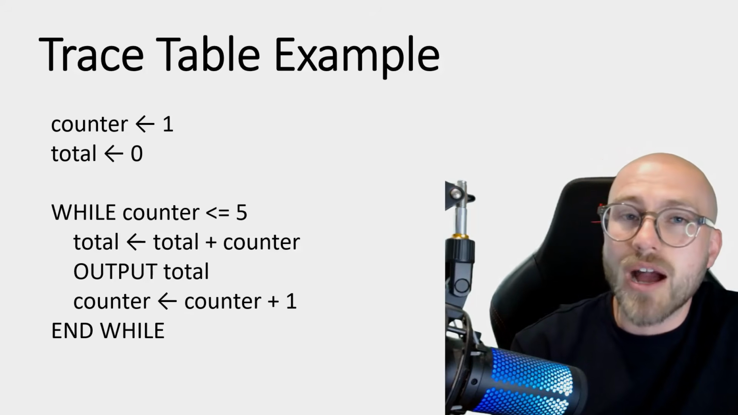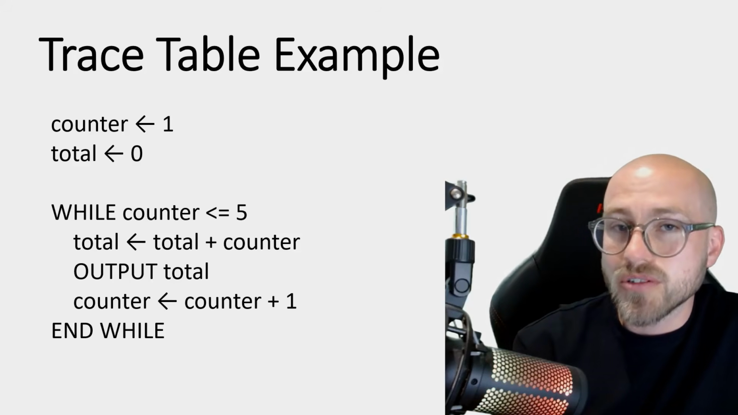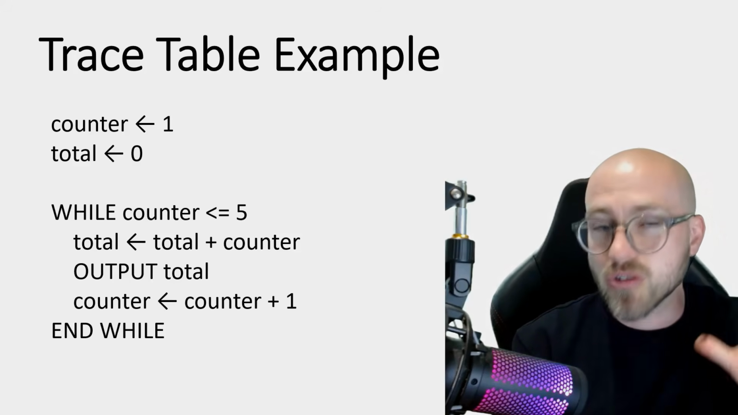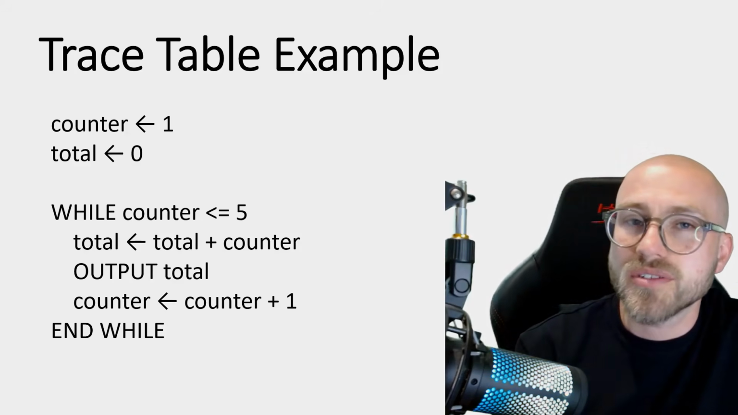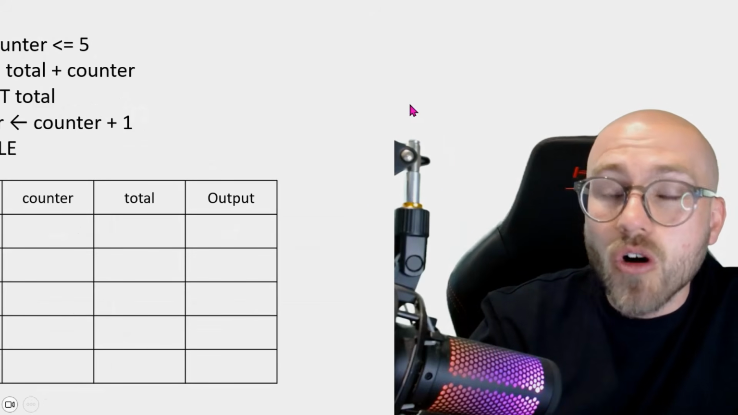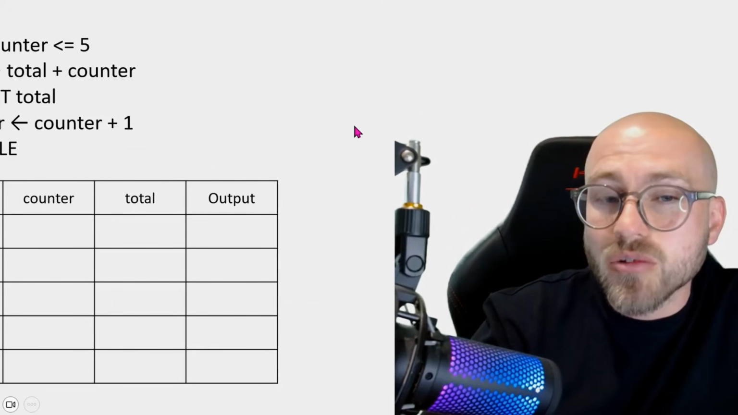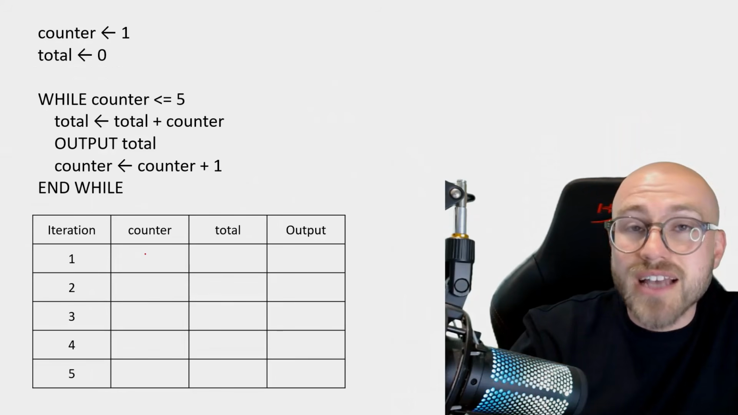And then as part of what happens as part of my loop, total is going to increase each time and it will output the total, which means it's going to show the user what currently the total is. And then we're going to add 1 onto the counter each time it loops. So with that in mind, this is our trace table that we're going to fill in. It's just going to store all of the values of the variables along the way and what the output will be. So to begin with, your counter is at 1.